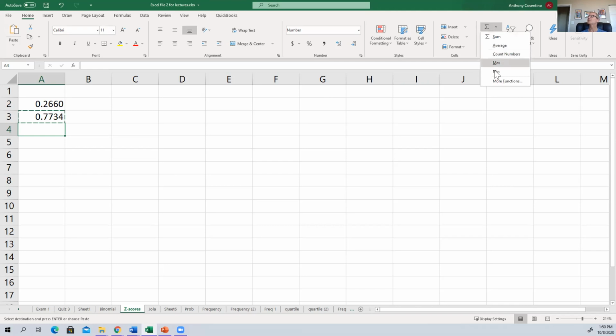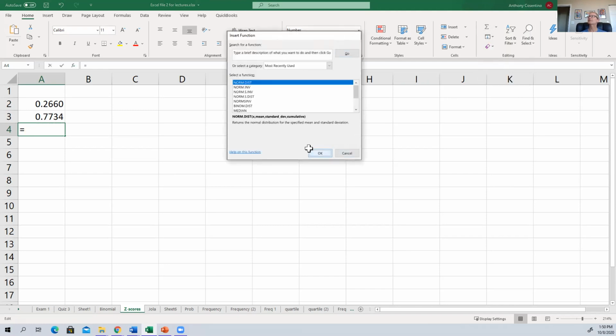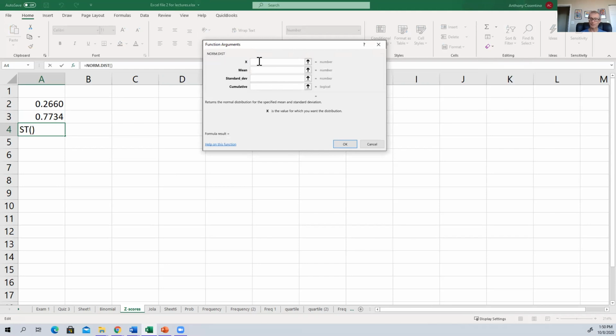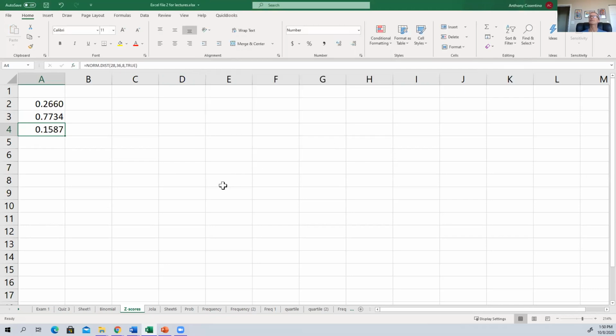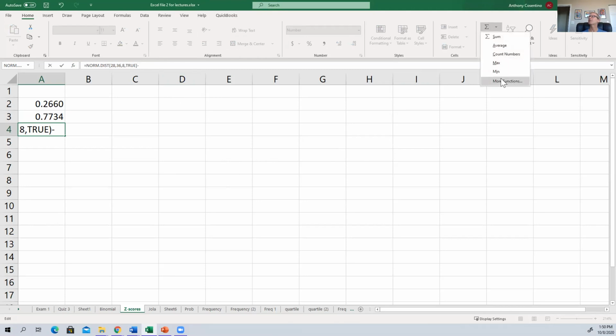And so it would be more functions. And the first one would be 28. That's the bigger one. 36. Standard deviation of 8. And true. And so you could see that at 30, you have 15% from 28 all the way down to 0, right? So now we want to subtract. So I go up to the formula here and do minus, and then come back and do one more norm.dist.